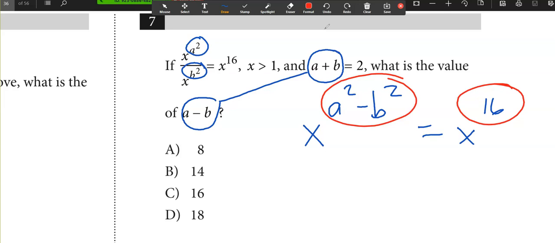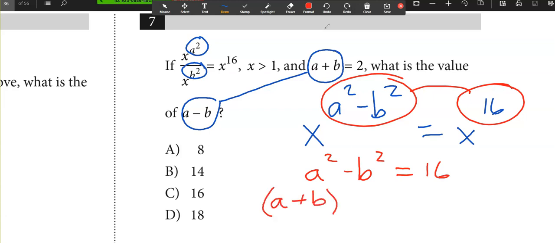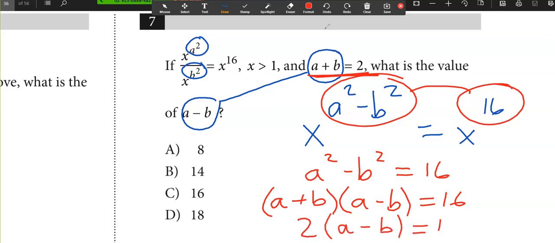A squared minus b squared, that's equal to 16. When you're dividing like bases, you subtract the exponents. So what I'm hoping that you see is that's a difference of perfect squares, and it can be factored. And they already gave me that a plus b is equal to 2. So a little bit of division shows me that a minus b has to be equal to 8.